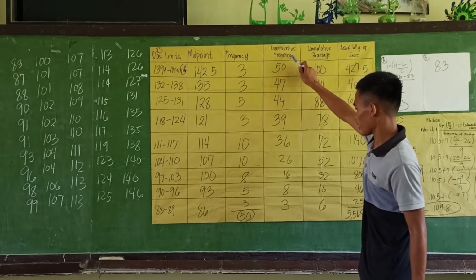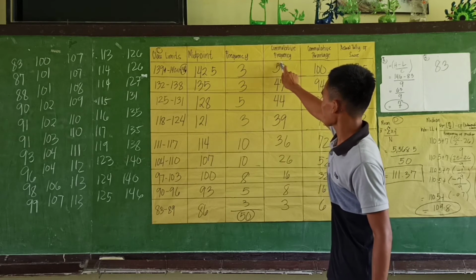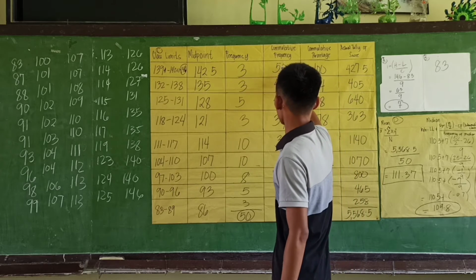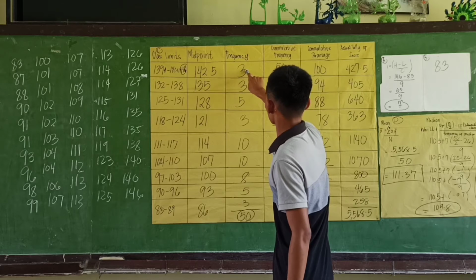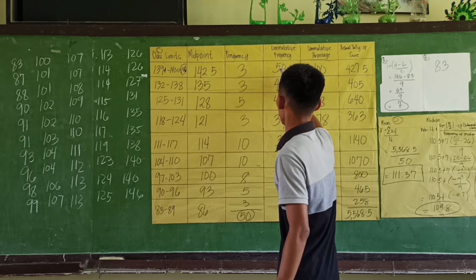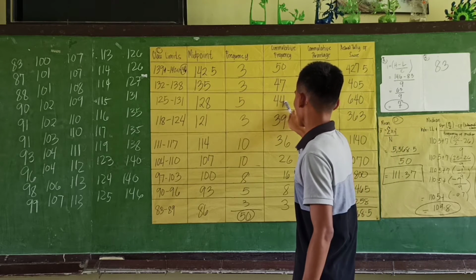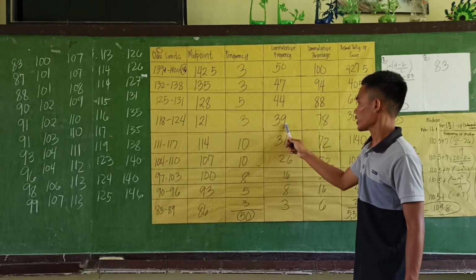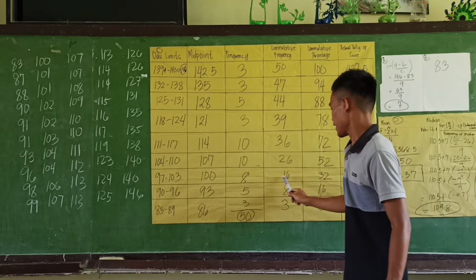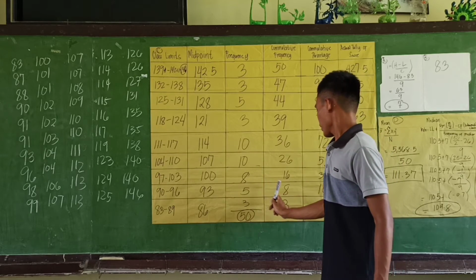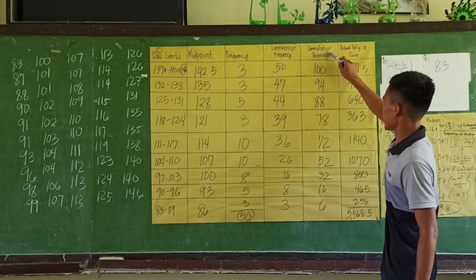And then in cumulative frequency, the total of the frequency you need to write on the top of the table, and then you need to subtract each frequency from it. So 50 minus 3, you will get 47, and then 47 minus 3, you got 44, 44 minus 5, 39, 39 minus 3, 36, 36 minus 10, 26, 26 minus 10, 16, 16 minus 5, 11, and 8 minus 5, 3.